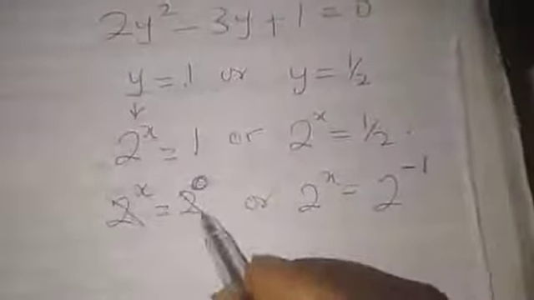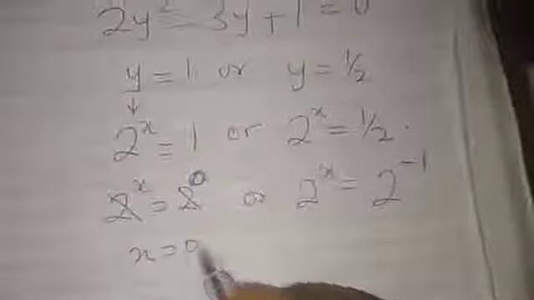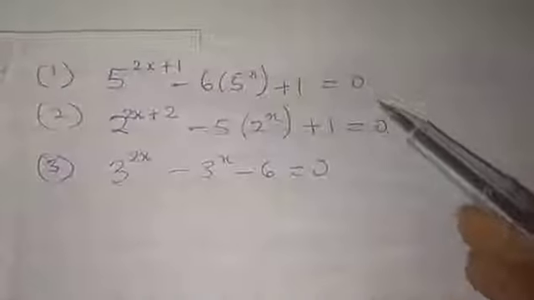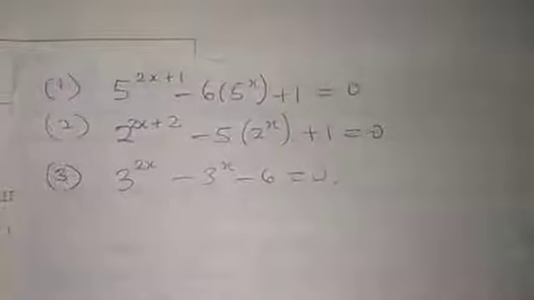From this place, 2 cancels 2, x is 0. Or, 2 cancels 2, x is equal to minus 1. So that is the answer. Now you can take this as a practice question. So you can practice this and this, and have a nice day.